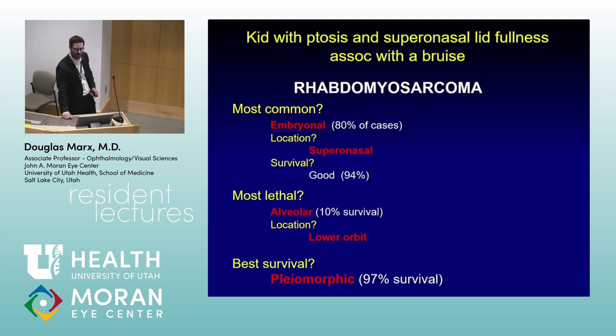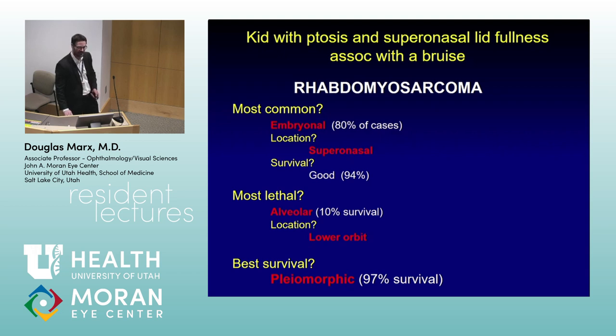Everyone has embryonal, awful, alveolar, and please give me pleomorphic. It's for the different types of what they're known for. That's great. It's an awful question, but just in case you guys haven't read that. Very, very good. Brad, say that again.